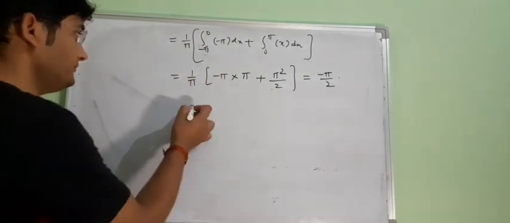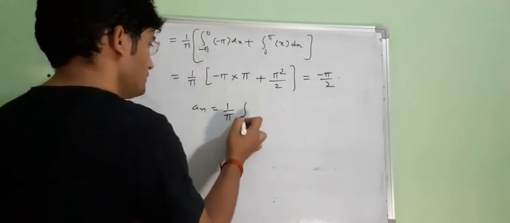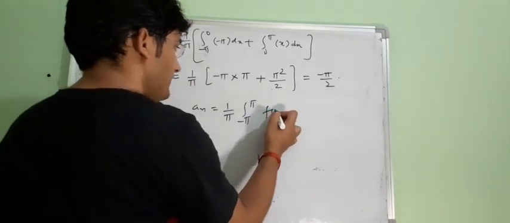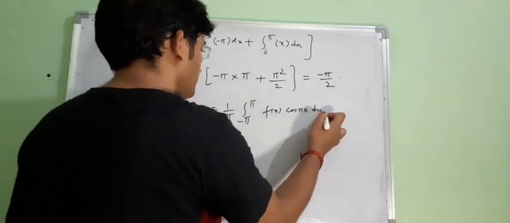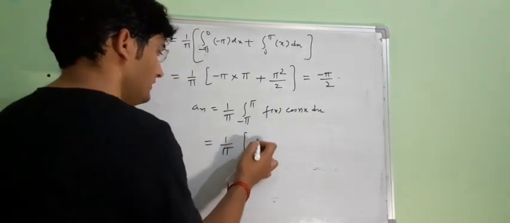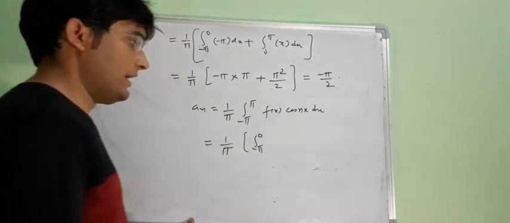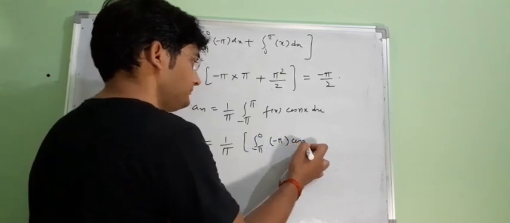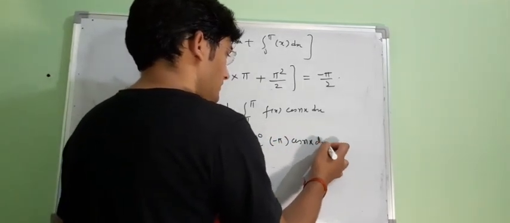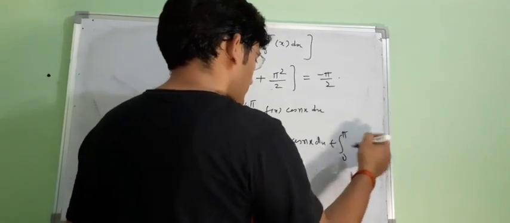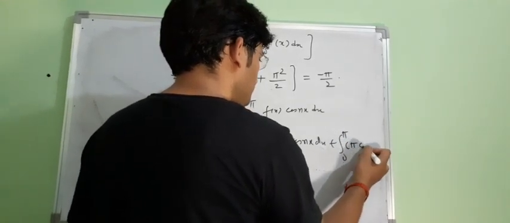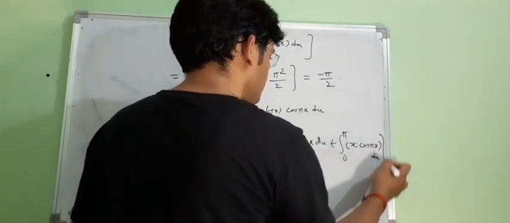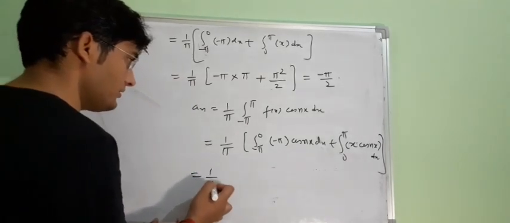Now an is equal to 1 upon pi integral minus pi to pi f(x) cos nx. So this is equal to 1 upon pi, then integral from minus pi to 0, and in this interval the value of the function was minus pi. Then integral 0 to pi, and for this part the value of the function was x. So this is equal to 1 upon pi.